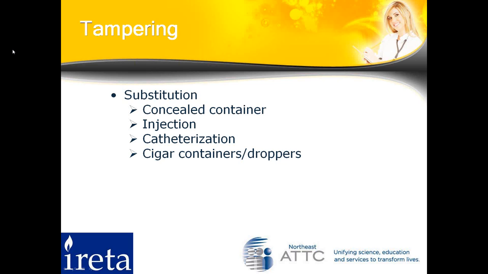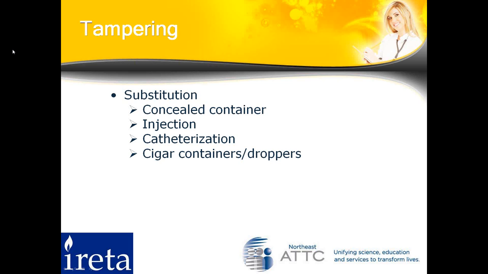When we look at injection, this is not frequently used by people in drug and alcohol treatment programs. This is more often used by athletes that are being tested under strict supervision, and they actually empty their bladders and inject directly into their bladder via a needle the urine that will test negative. Extreme is the catheterization, and then there's the containers and the droppers that women can use inserting and that men can use by actually taping to their penis.